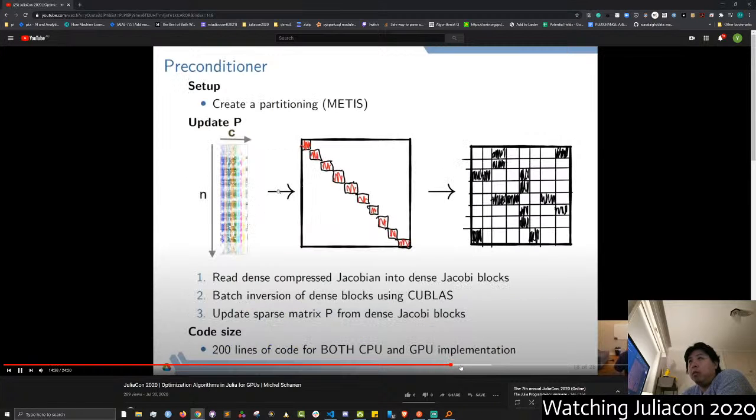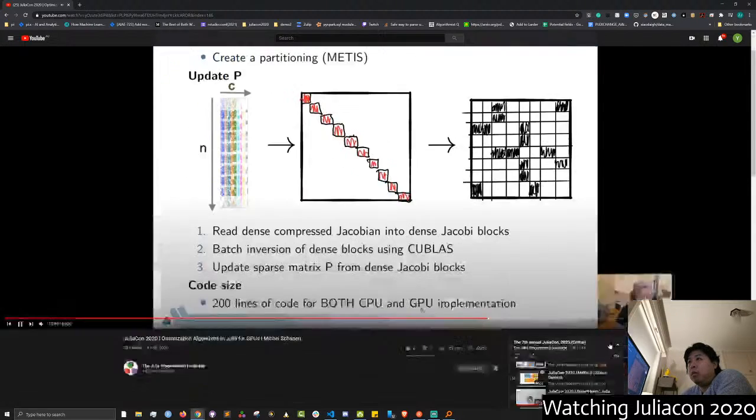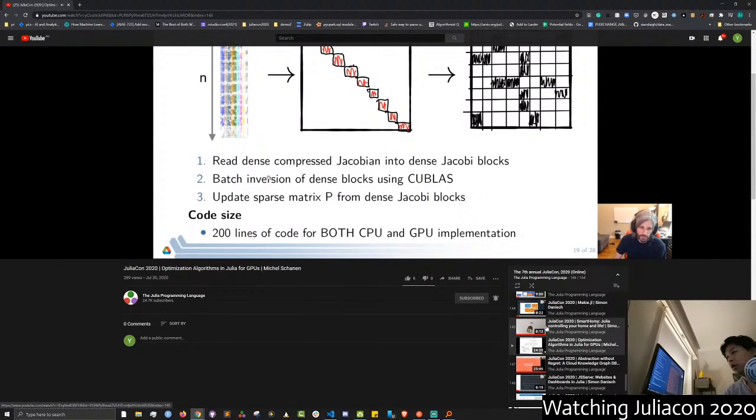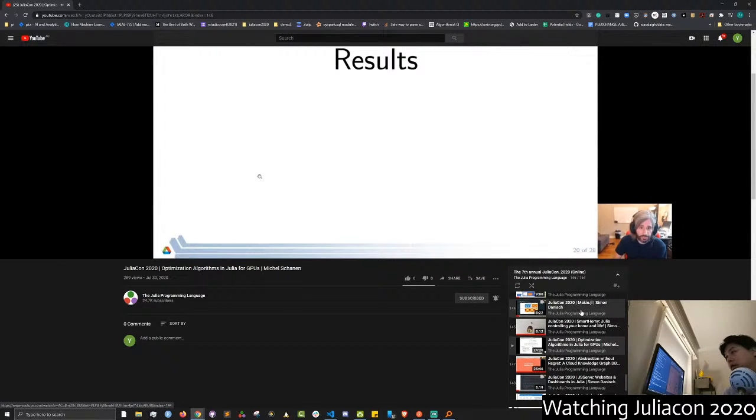So a preconditioner is built in this way, and we are using the preconditioner for both CPU and GPUs in just 200 lines of code, which is very nice for us, and it's not usual for C or C++ implementations. Now let's go to the results.